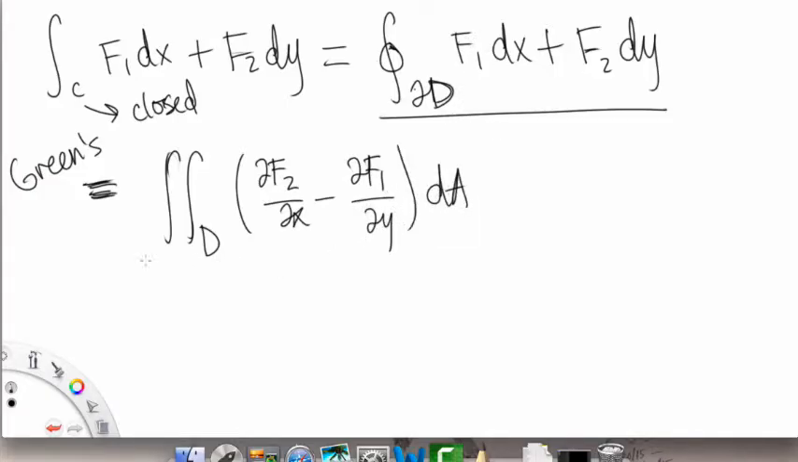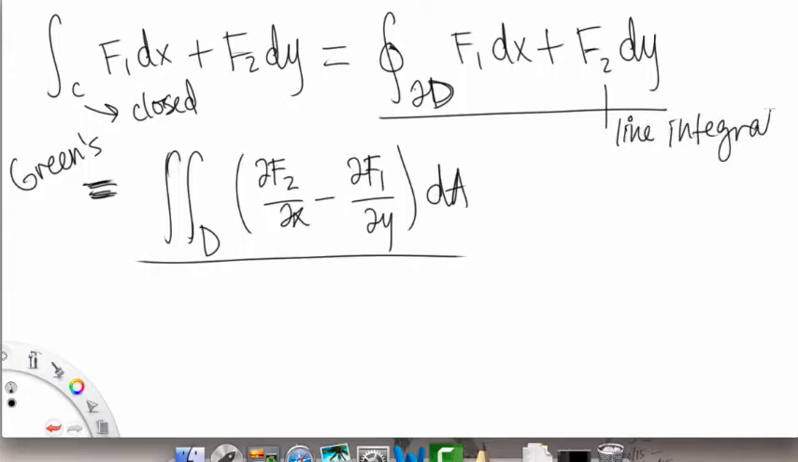So essentially what we have here is equalizing this first thing, the line integral over this thing, which is the boundary of D.